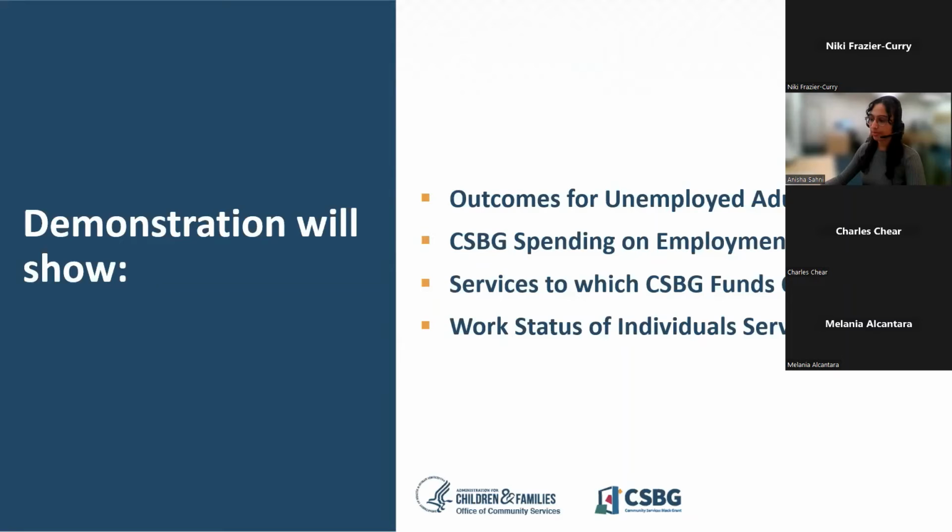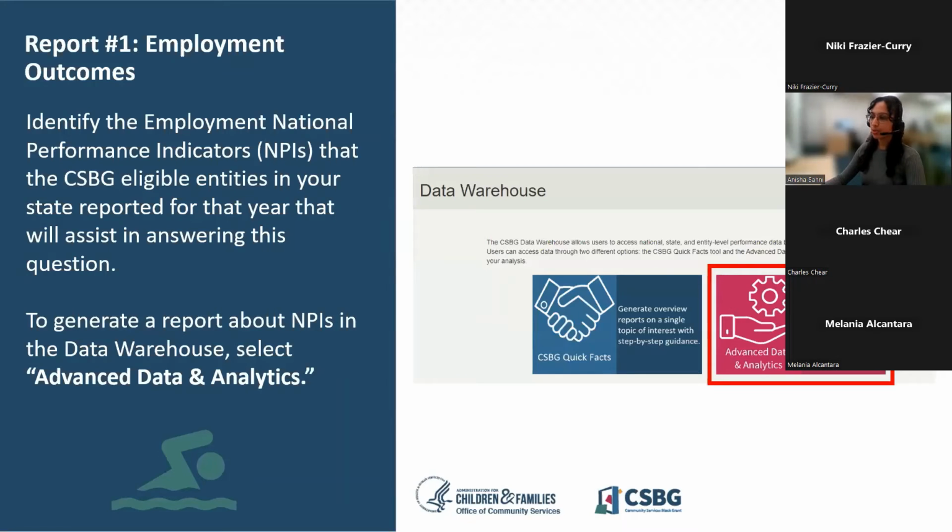or graph. For this demonstration, I will be using the state of Wisconsin with their permission. Thank you again to Wisconsin for allowing us to use your data. So the first report that we are going to work on is by identifying some Employment National Performance Indicators, or NPIs, that the CSBG eligible entities in our state reported for that year.